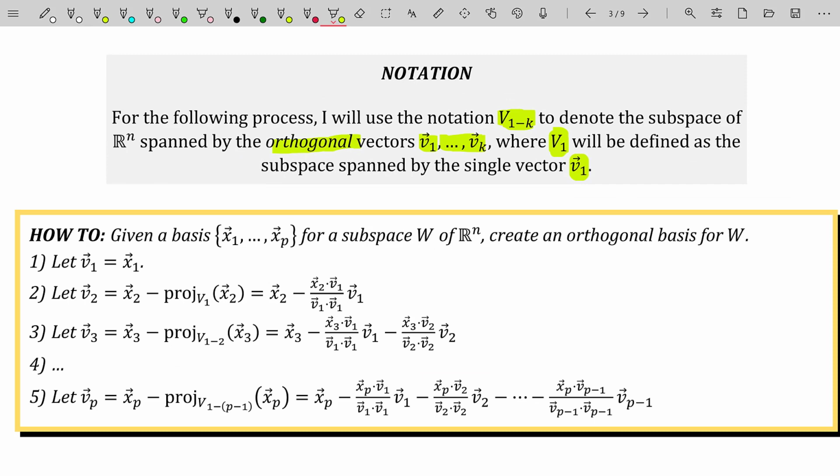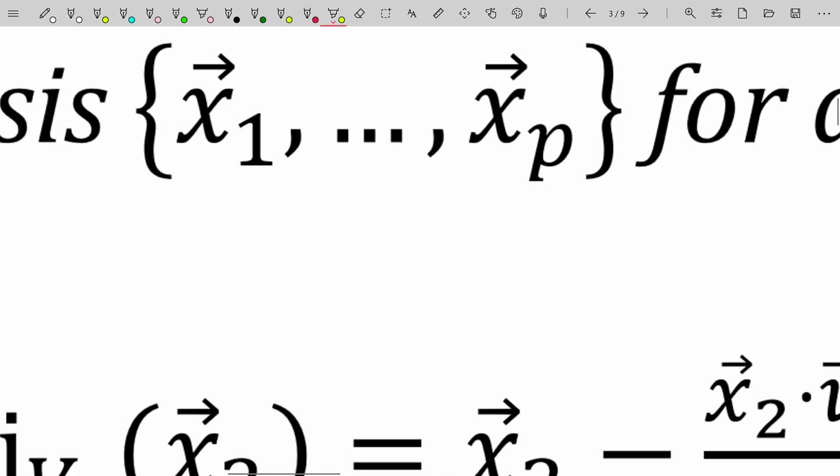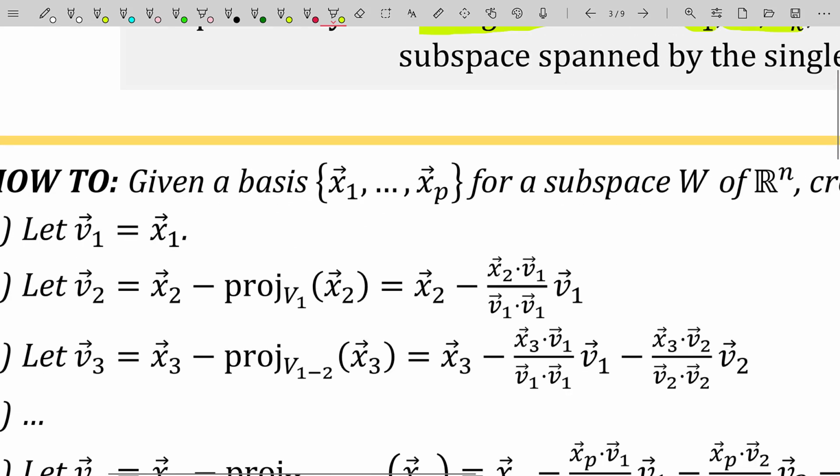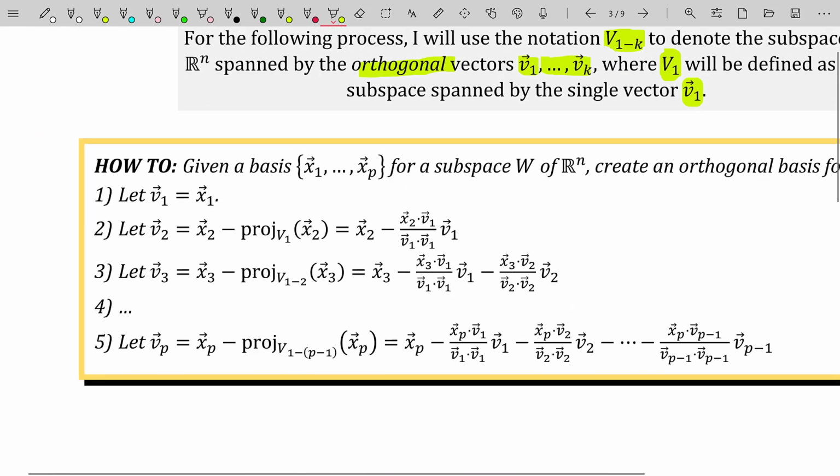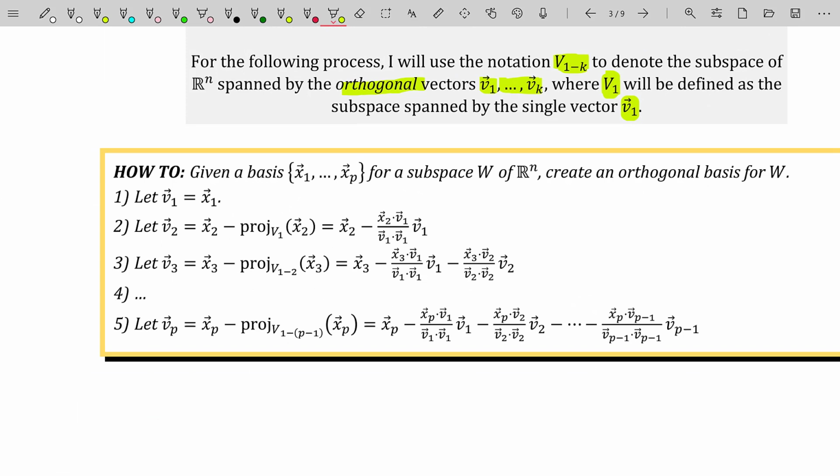So let's go ahead and talk about this how-to. Given a basis x sub 1 through x sub p for a subspace W of Rn, our goal is to create an orthogonal basis for W.